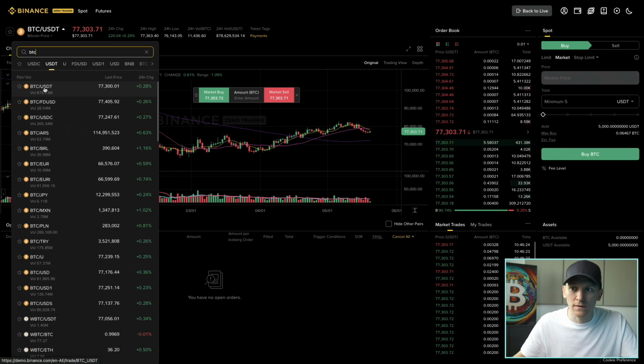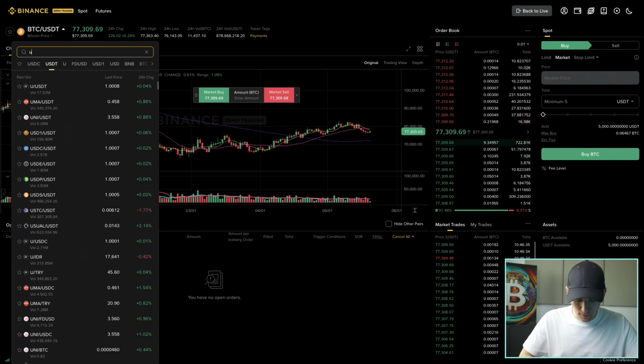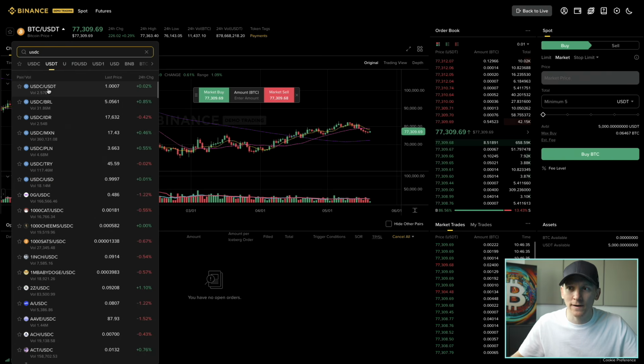If you had a different type of stablecoin, you'd have to use that trading pair. For example, USDC is another one. We'd have to choose this one if we had USDC. You can also switch from one stablecoin into another. So let's type USDC, and you can see the trading pair here. So I've got USDT, and I'll switch that into the other side of the pair, which is USDC.